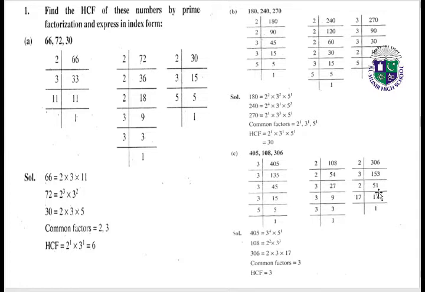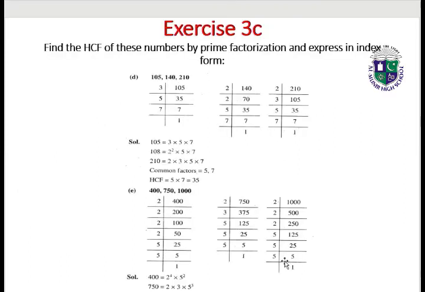3 1s are 3, 3, 3 1s are 3, 2 carry, 3 7s are 21, 17 1s are 17. 405 is 3 power 4 multiply by 5 power 1, 108 is 2 square multiply by 3 cube, 306 is 2 multiply by 3 square multiply by 17. Common factors 3. Highest common factor 3.